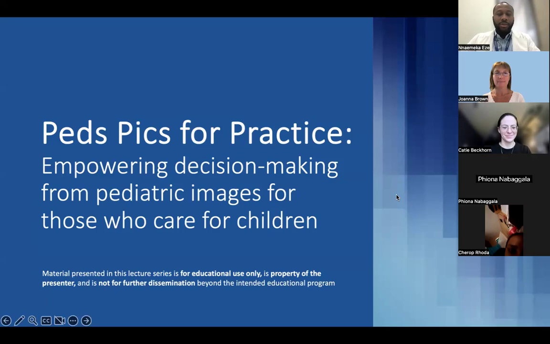Welcome to everyone to our third session of Picks for Practice. This is an initiative that is aimed at empowering decision-making for folks who care for the pediatric population. We want to give you the skills to identify surgical emergencies quickly so that the time to intervention is reduced and we can save as many more pediatric lives.